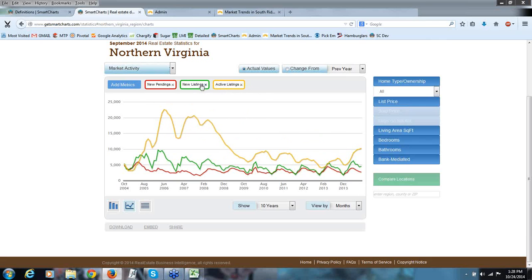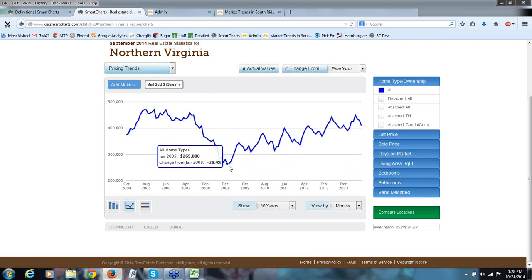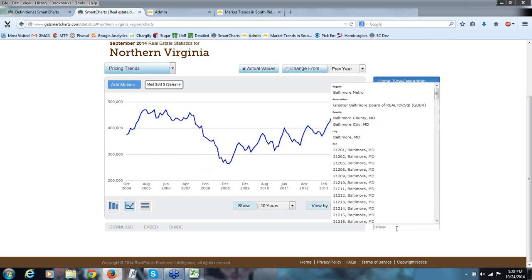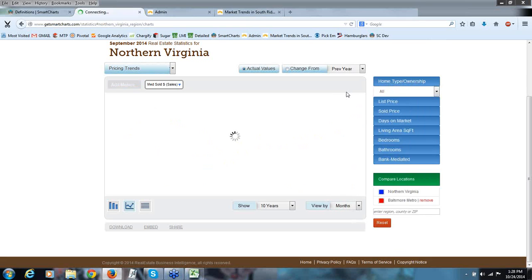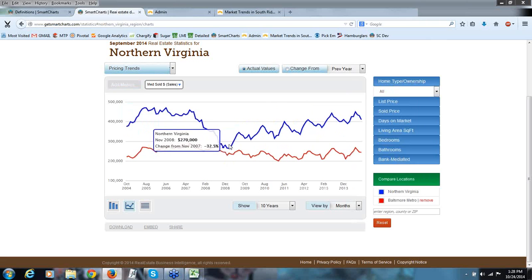We can actually then change this to show the seasonality of prices. This is important information for your buyer or seller. Here we can see when Northern Virginia bottomed out price-wise. Just quickly, I'm going to show you Baltimore Metro to show the difference in the timing of the pricing recovery. Northern Virginia really bottomed out in the 2009 timeframe, much earlier than most markets in the country, whereas Baltimore Metro didn't have as significant of a decrease.